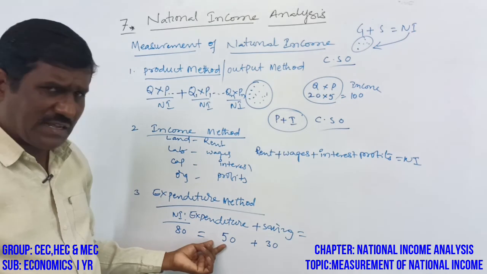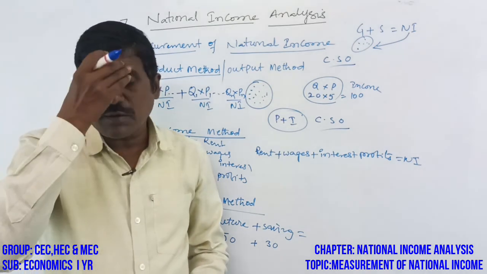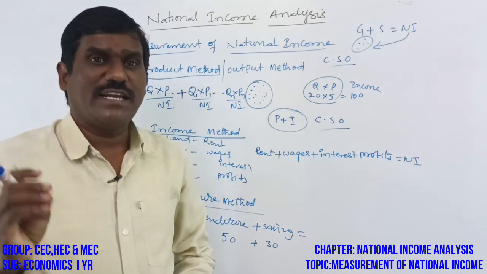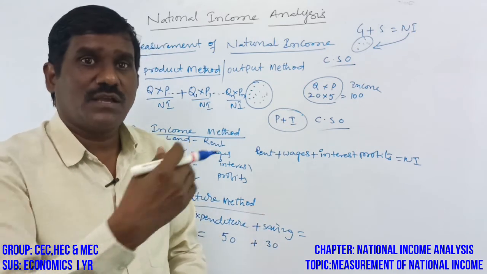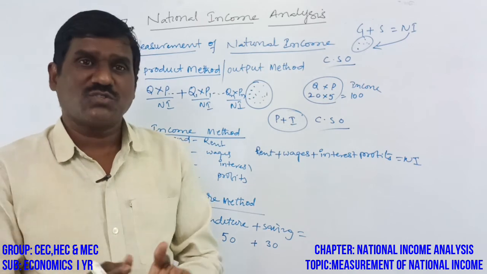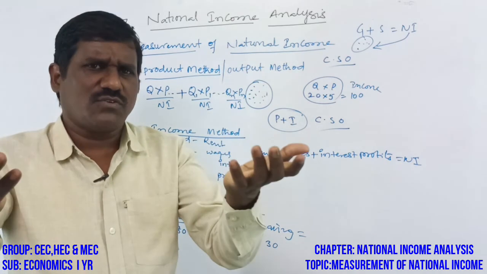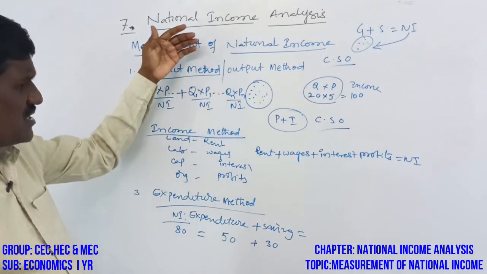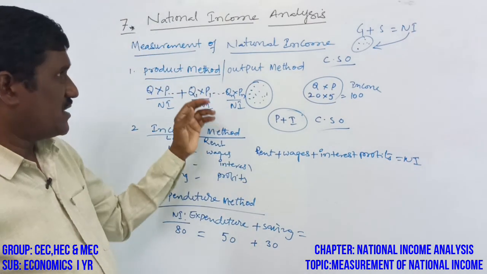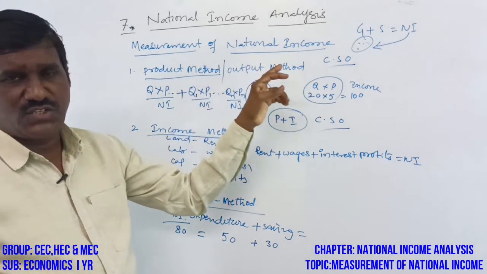For example, in the developed countries, the people are literate. They are well educated, so they maintain records of how much income they earn and how much they spend. Because they can maintain records, it is easy to measure the national income. So these are the methods of measurement of national income.